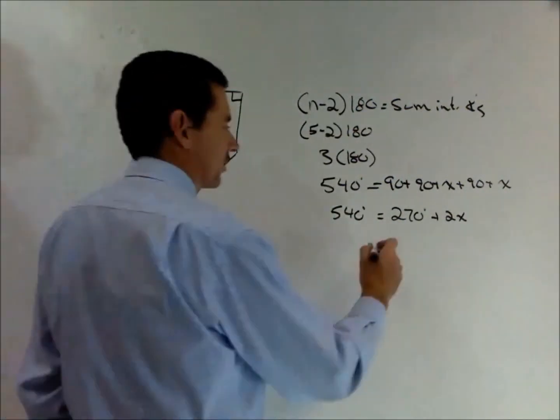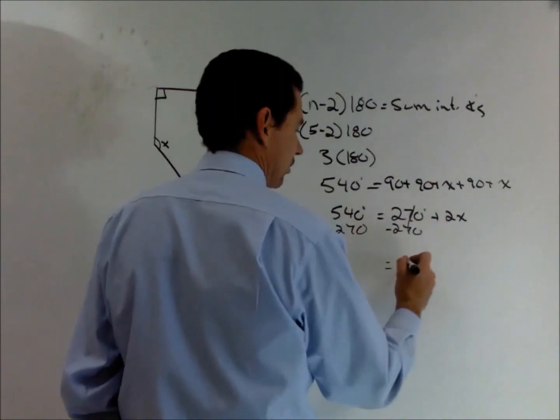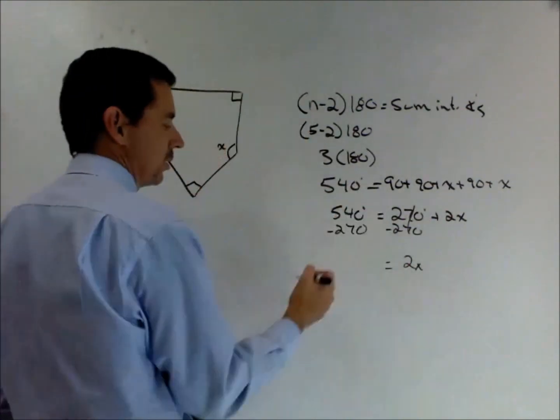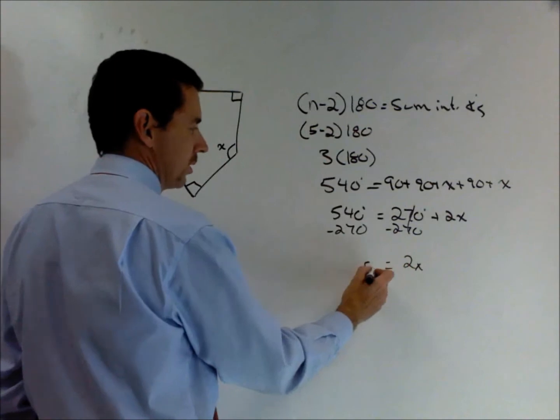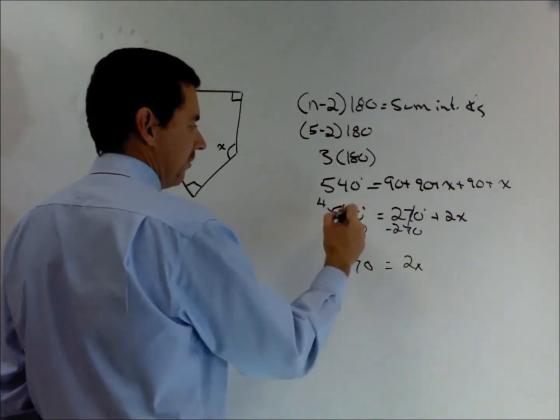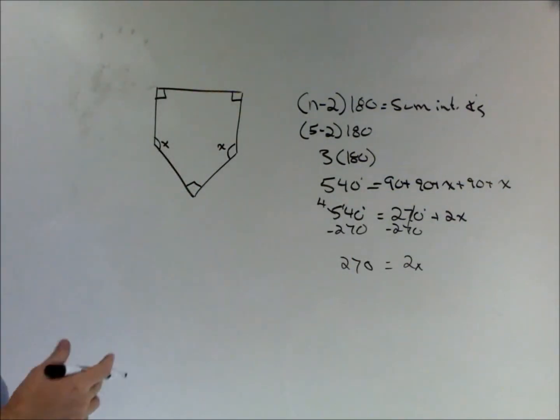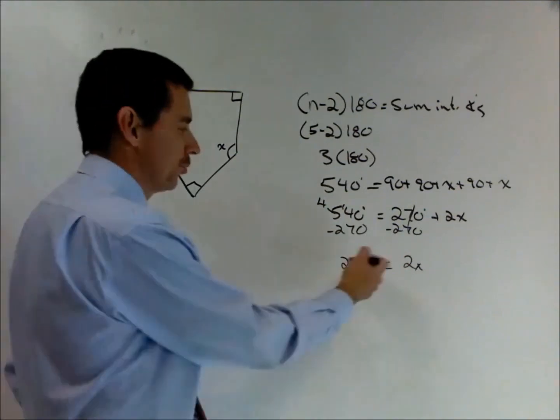We're going to subtract 270 from both sides. They cancel, and we're left with 2x on the right. Subtracting over here: zeros give me 0. Borrow from here, 14 minus 7 is 7. 4 minus 2 is 2. Our answer is 270 degrees. Now we got 270 equals 2x.